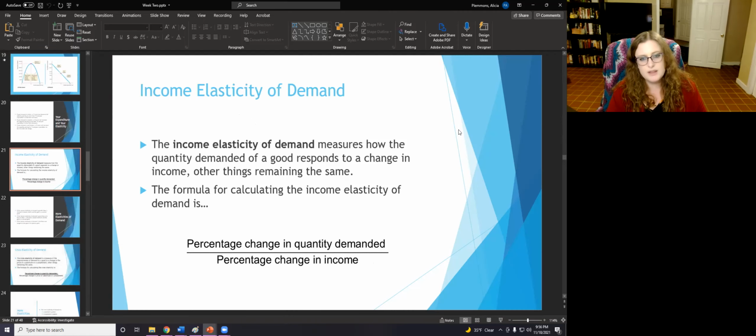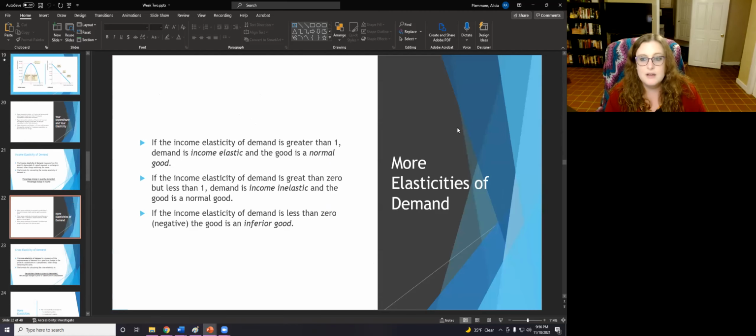Then we talked about income elasticity. Remember, income elasticity is just the same thing on the percentage change in your quantity demanded, but instead of being relative to a price change, this is relative to a percentage change in your income. So do you make a lot more money? Do you make a lot less money?